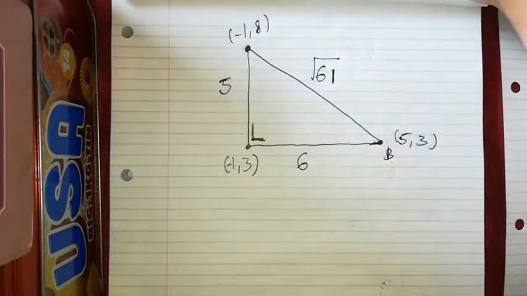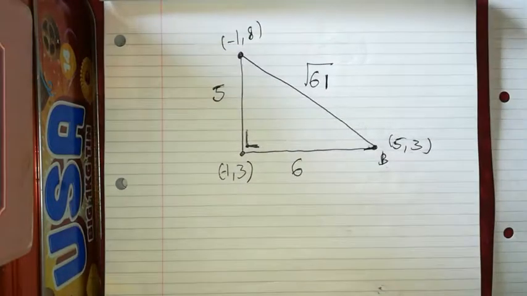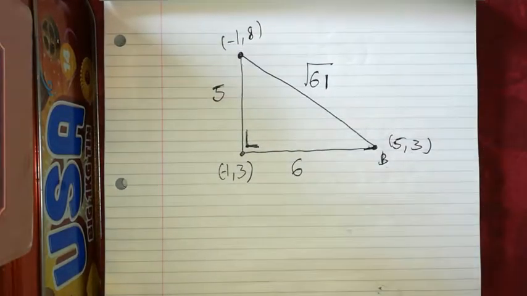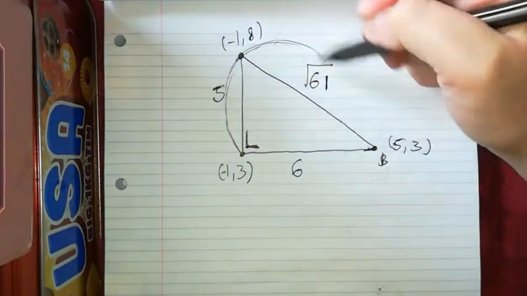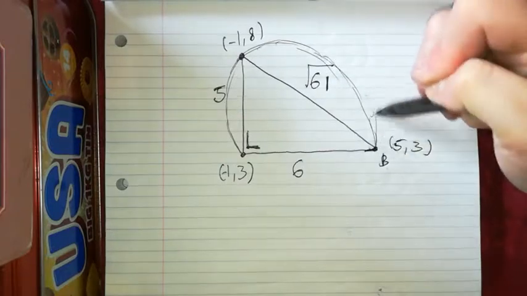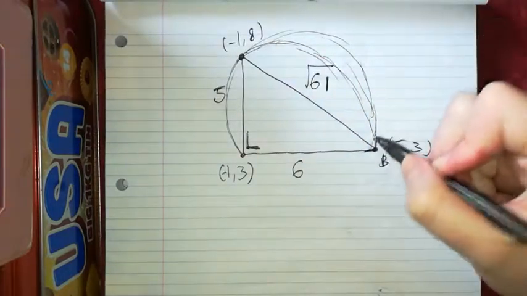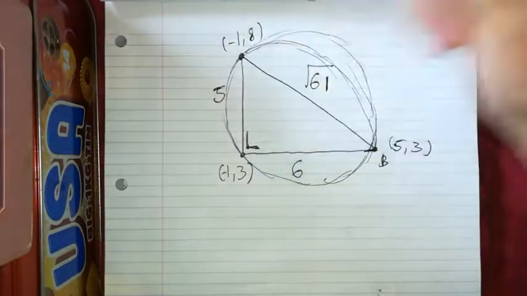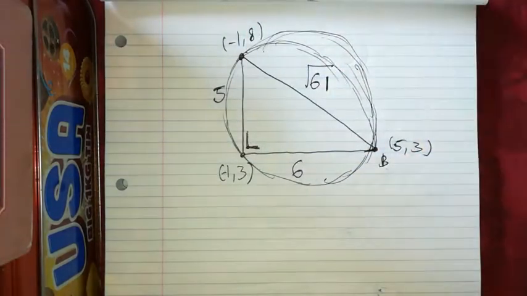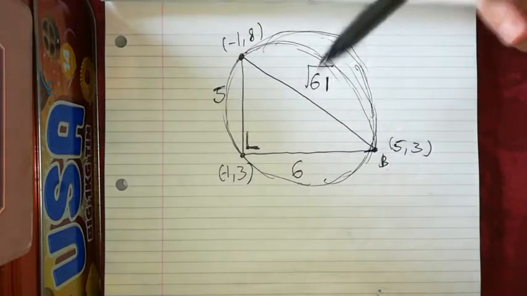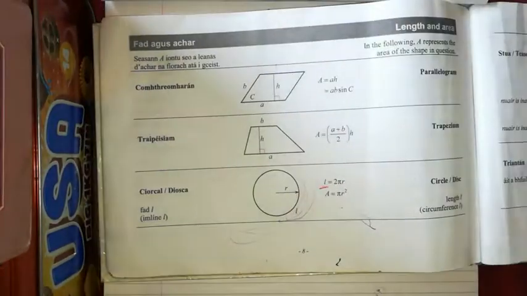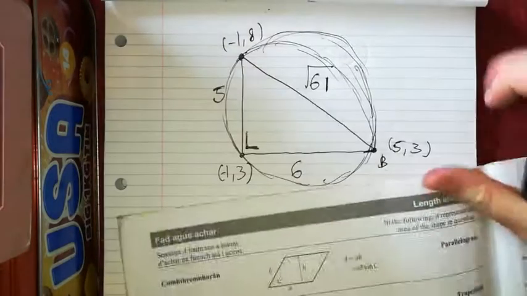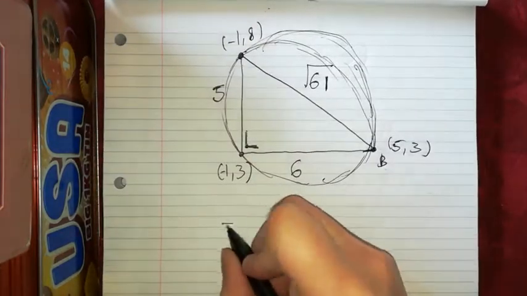It says hence or otherwise, find the area of the circle that goes through the points A, B, and C. So I want the area of a circle that, mine isn't going to be extremely accurate, but it's going to be something like this. So a circle that goes through all those corners. In order to get the area of a circle, what I need is the radius, because the area of a circle is pi r squared. So I just need to get the radius.